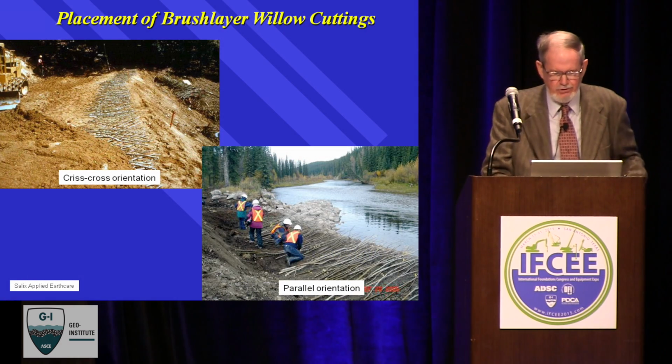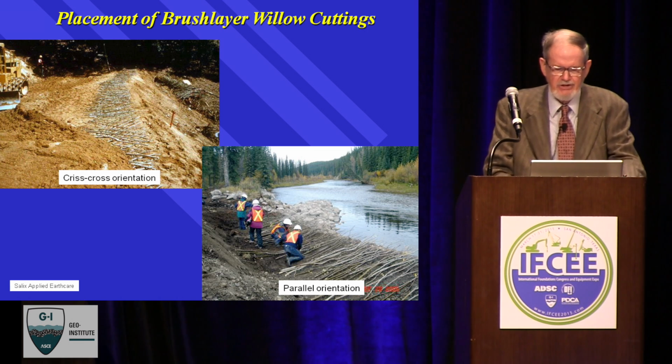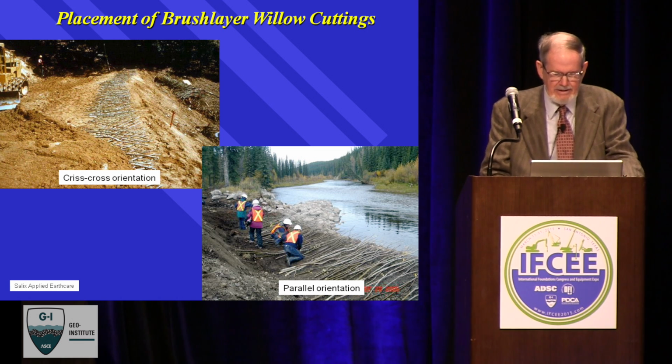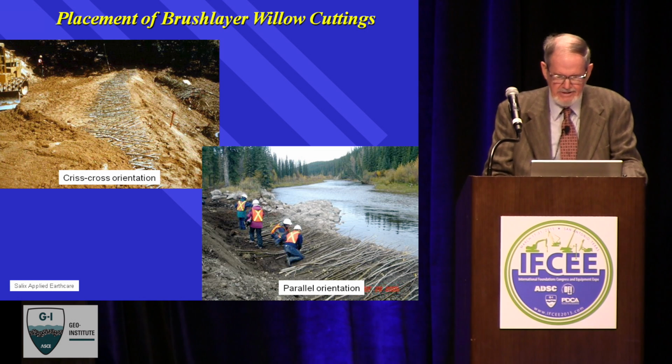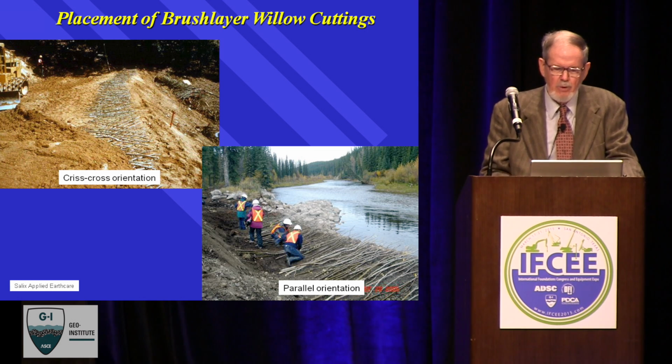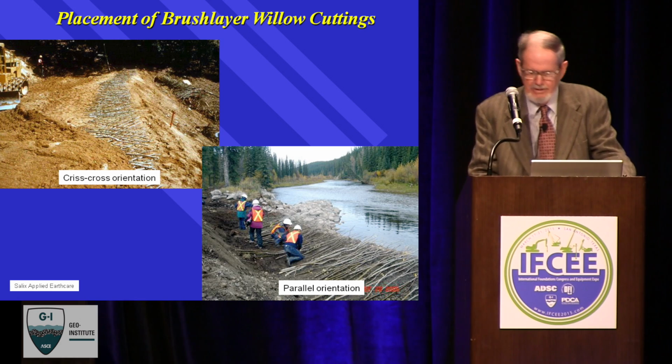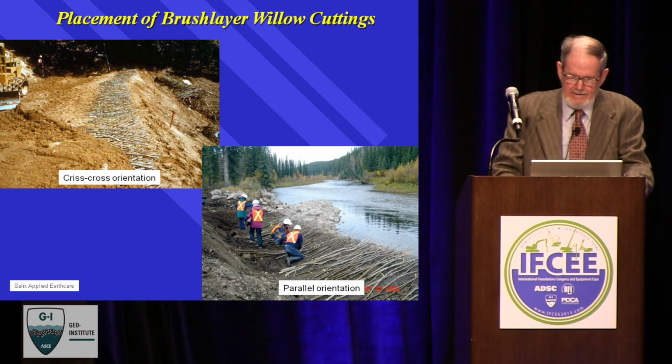These are two photos showing the placement and orientation of the live branches in a typical brush layer installation. Note how the tips of the branches protrude slightly beyond the surface of the slope.